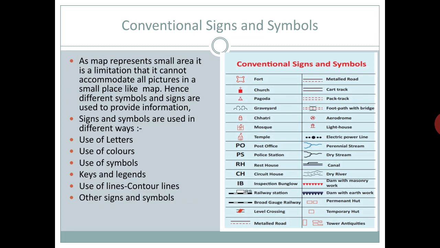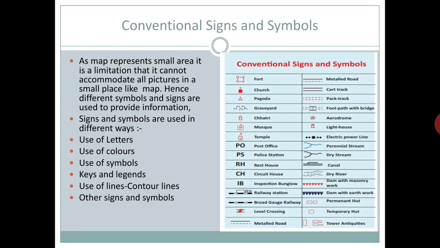And the isotherm lines are used to show places of equal temperature. Suppose in one place the temperature is 30 degrees, another place the usual temperature is also 30 degrees, then this line joins the two places.